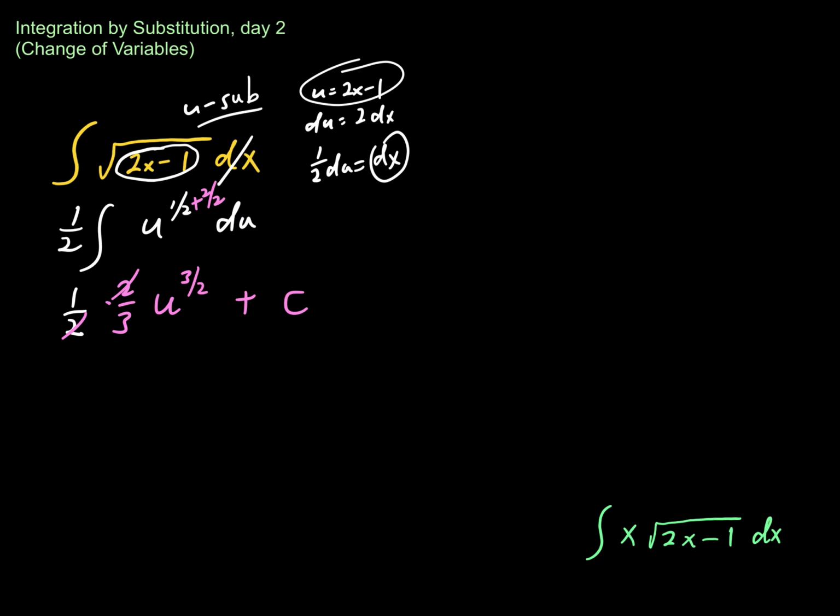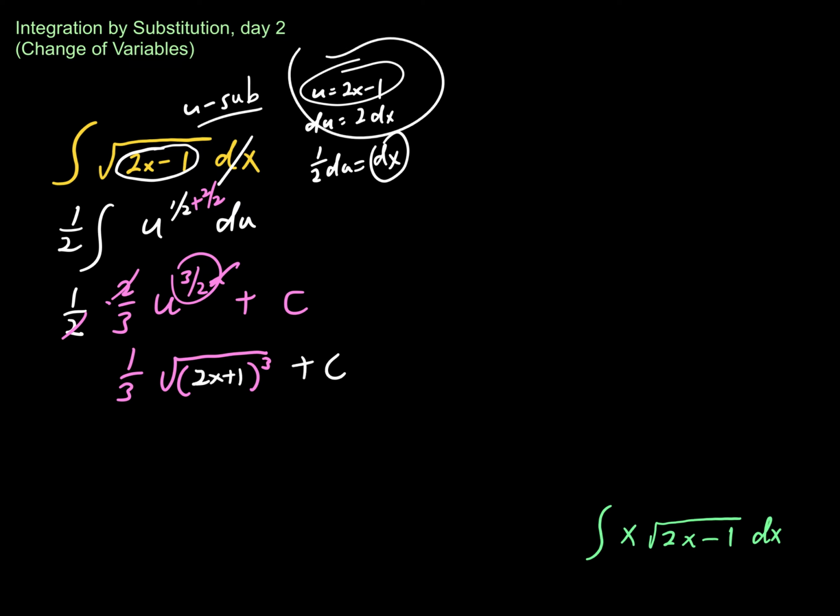Those 2's cancel up and down, so we just have a 1/3 in front. Let's rewrite that. The denominator is the root, a square root, and there's my u cubed. Our u was up here. It was 2x minus 1, plus c. There's your function.